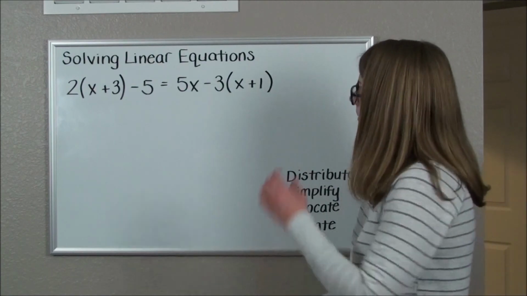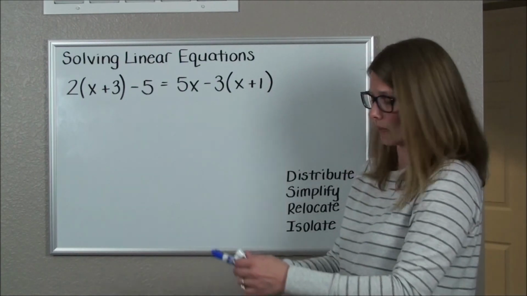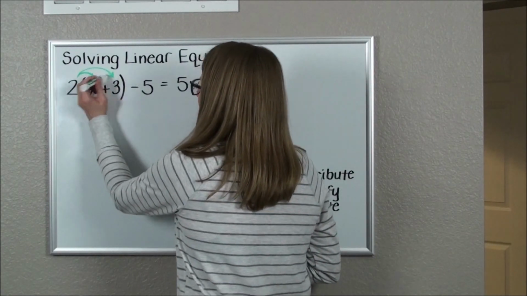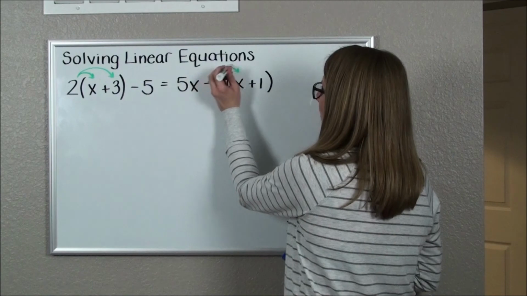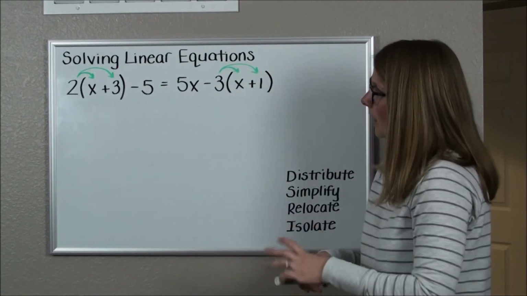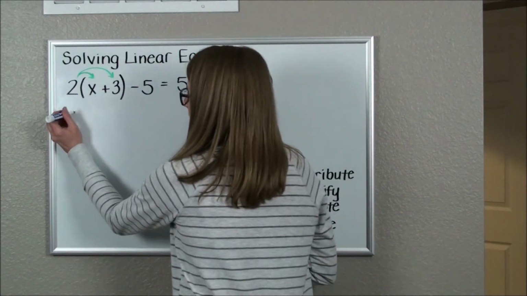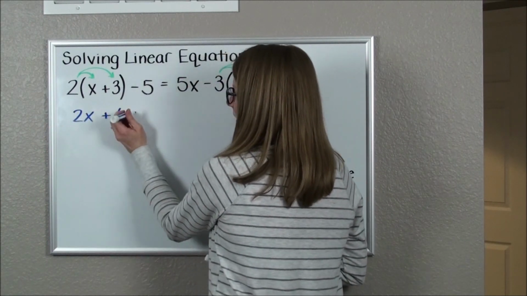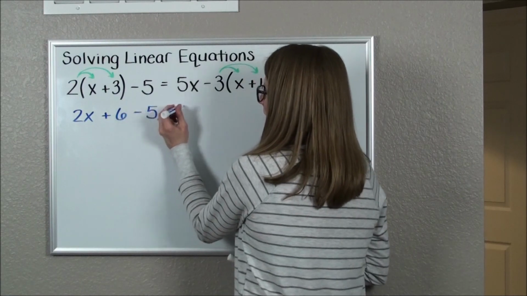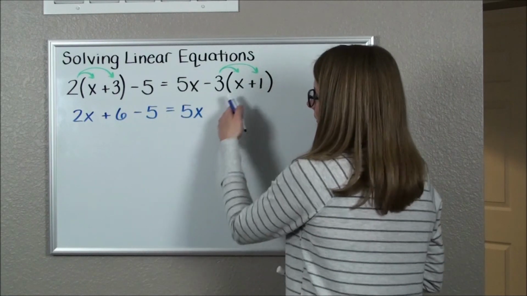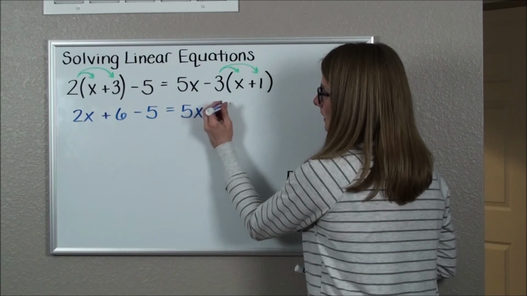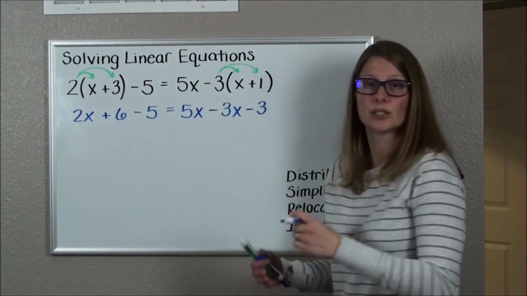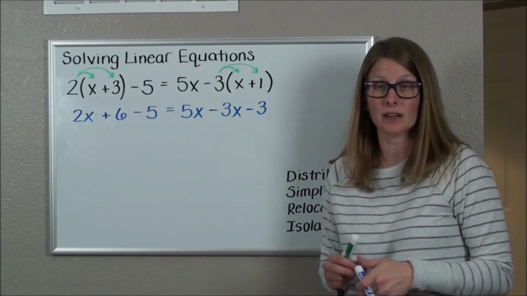So as we go through the motions, let's distribute. Let's get rid of those parentheses. We want x to be loose. We want everything to be free to move around. So let's distribute. On the left we have 2 times x, which is 2x. 2 times 3, which is 6. We'll copy all this stuff. And then for this distribution, negative 3 times x is negative 3x. Negative 3 times 1 is negative 3. So we've gotten rid of the parentheses. Now we need to combine our like terms.